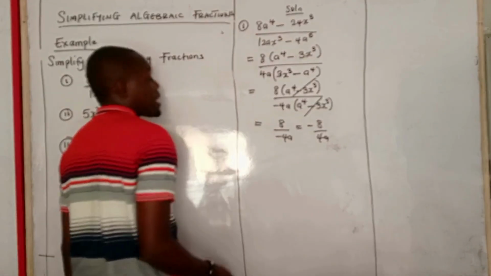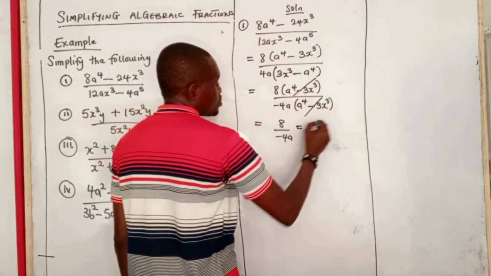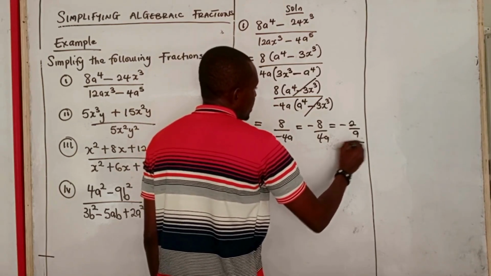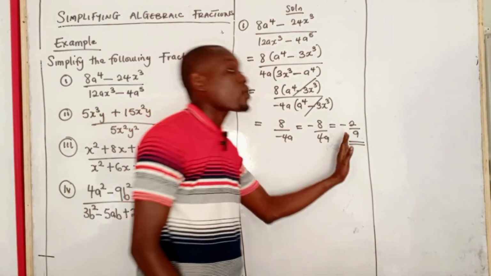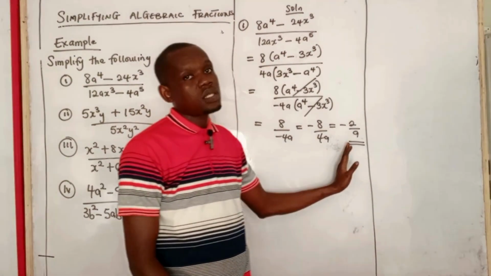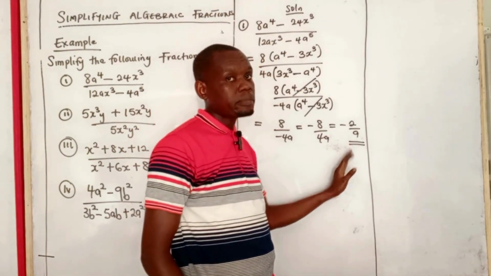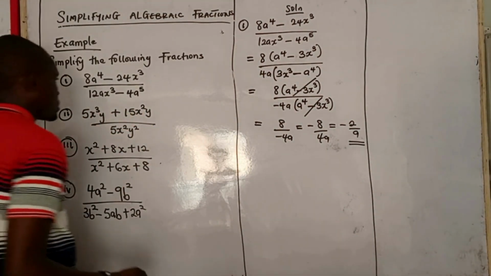At the end I can break it down. So if 4 divides 8, what do you have? 2. So that means my final answer is going to be minus 2 all over a. I've been able to factorize this to a point where nothing else can break it down again, and this is known as the simplest form. Now let us look at the second question as well.